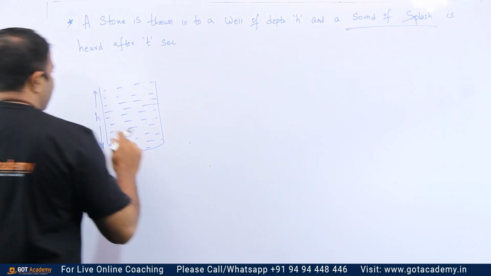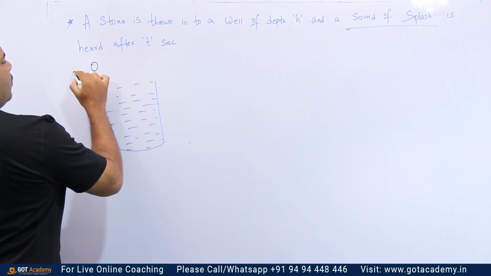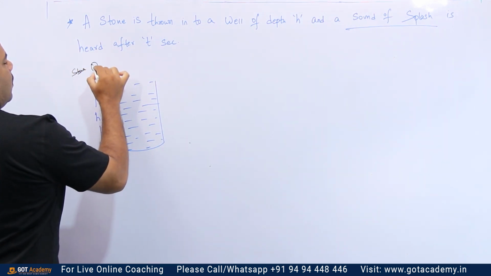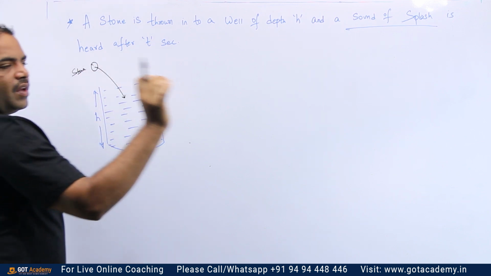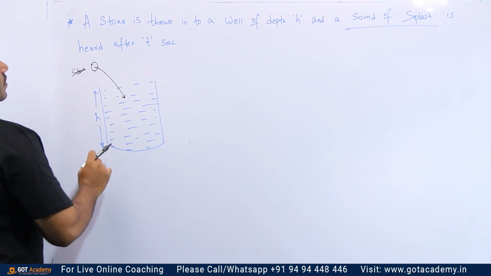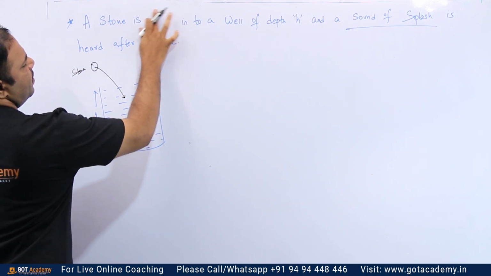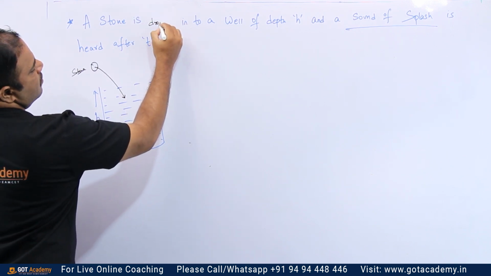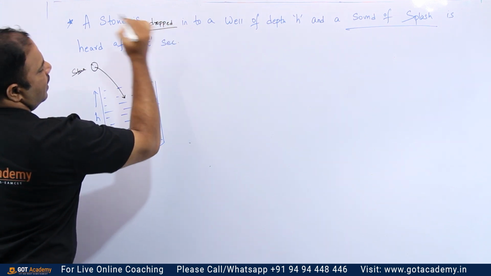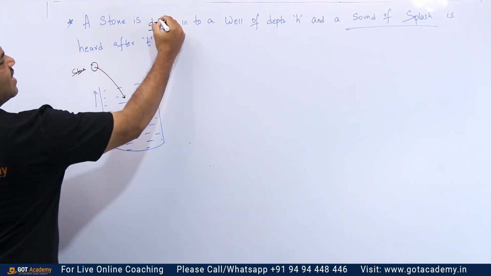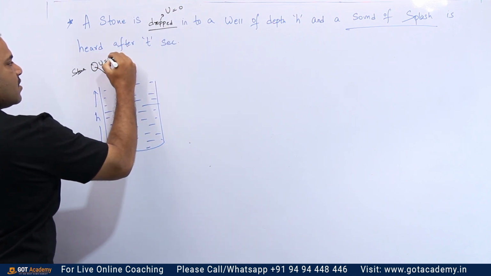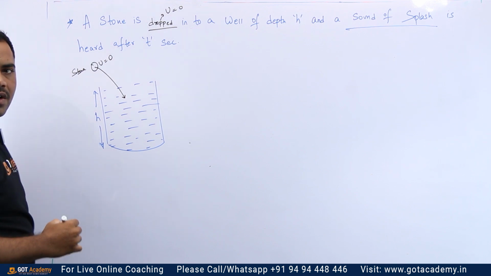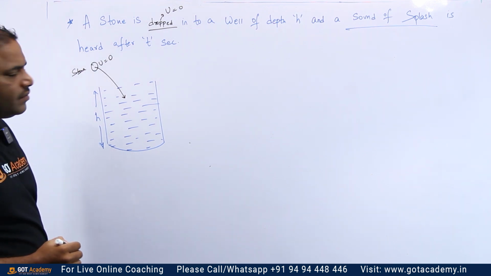I'm saying that a stone is thrown. So this is a stone which has been thrown like this. Or instead of saying thrown, let me say a stone is dropped, so that you'll understand better grammatically. Dropped means, as I told you earlier, its initial velocity is equal to 0. So the initial velocity of the stone is 0.